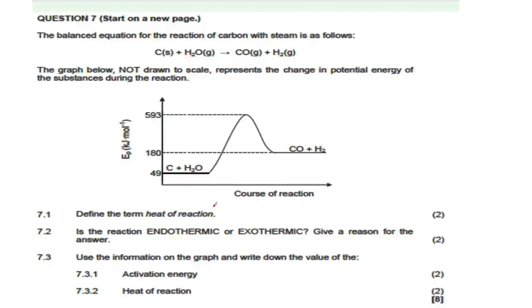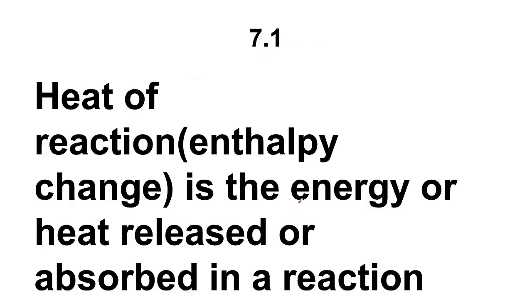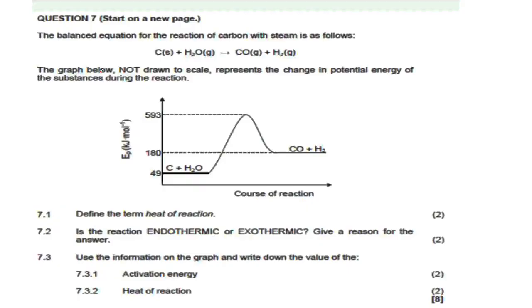So we know heat of reaction is also known as the enthalpy change. Sometimes they might say define enthalpy change. Know that it is the same thing as heat of reaction. So heat of reaction or enthalpy change is the energy or heat released or absorbed in a reaction. We say released or absorbed because if it is an exothermic reaction, we know that the heat will be released. But if it's an endothermic reaction, we know that the heat will be absorbed. Okay, then 7.2 says, is the reaction endothermic or exothermic?